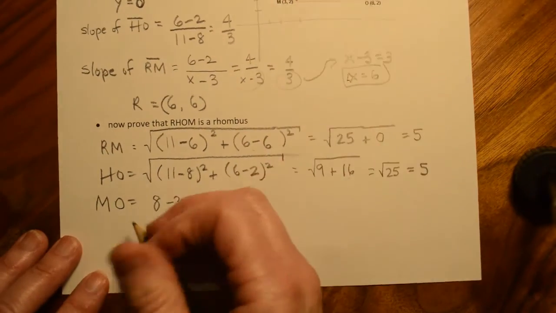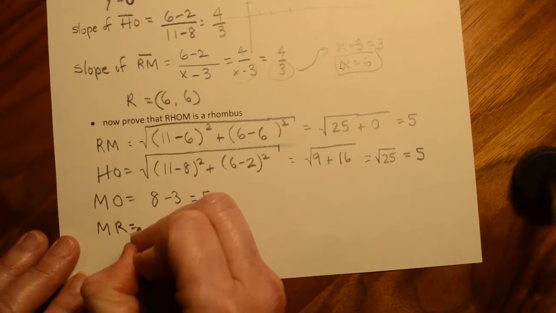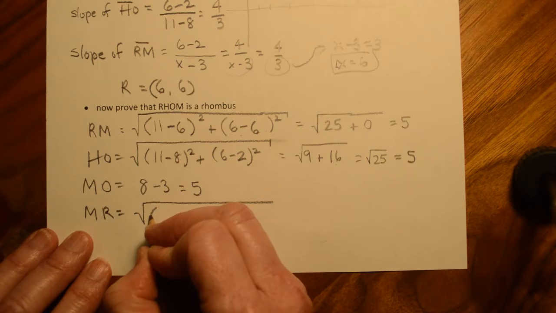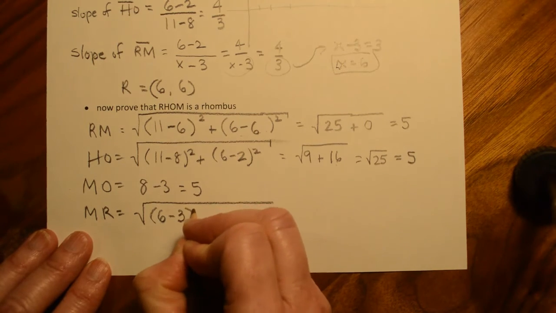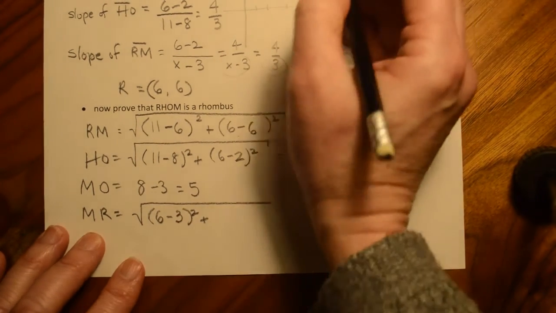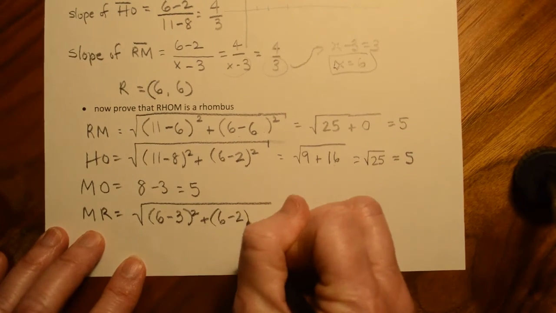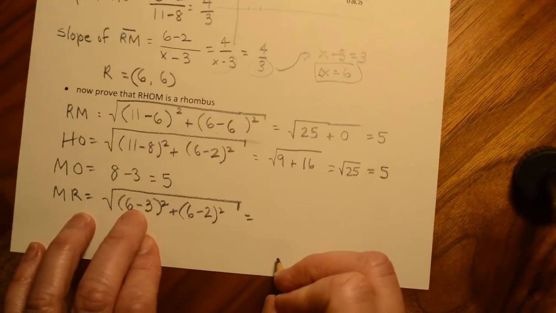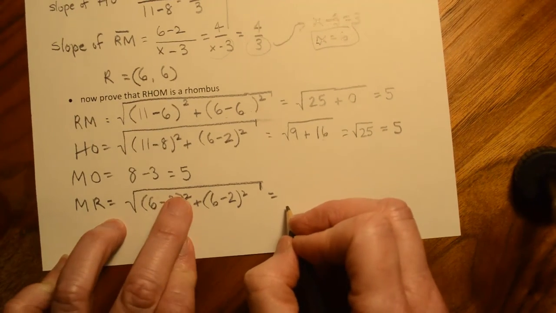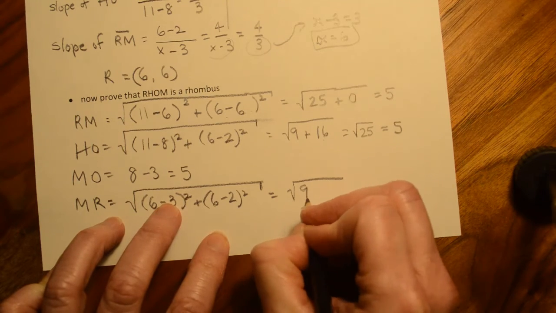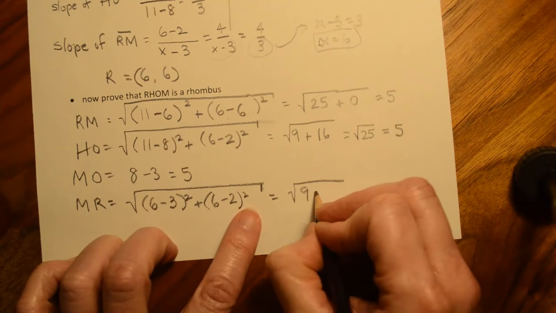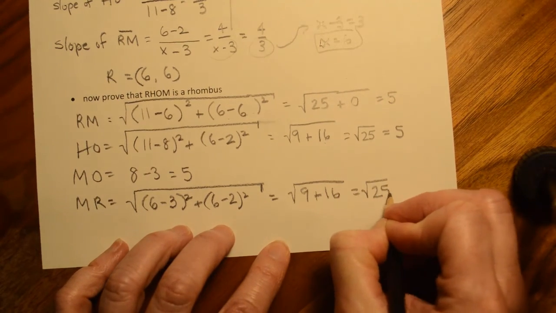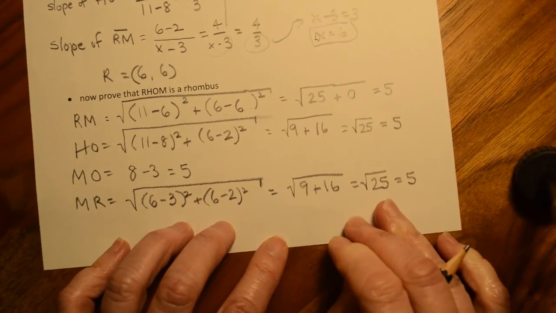All right, last side, MR. So here we have to use the distance formula. I'm going to do the difference between the x coordinates, 6 minus 3 squared, plus the difference between the y coordinates, 6 minus 2 squared. Add them together and put them under the square root. 6 minus 3 is 3, squared is 9. 6 minus 2 is 4, squared is 16. So we get the square root of 9 plus 16, which is the square root of 25, which is 5.